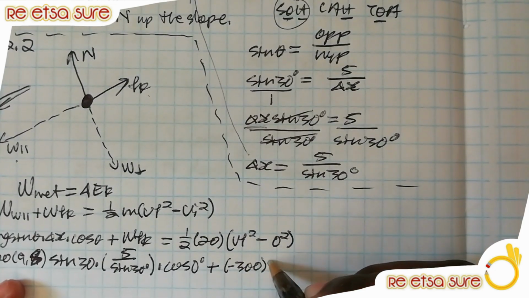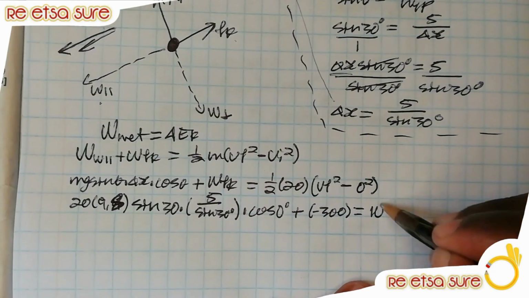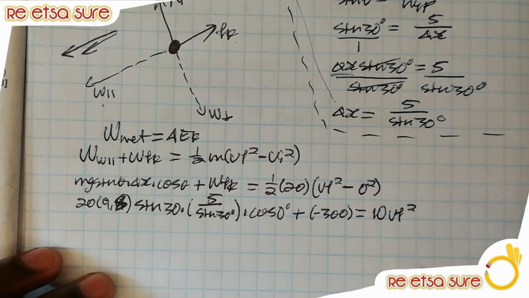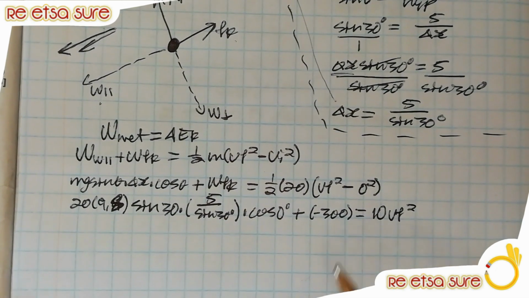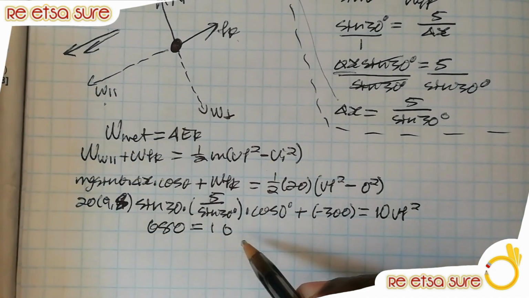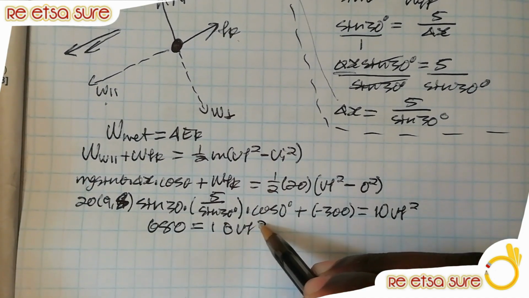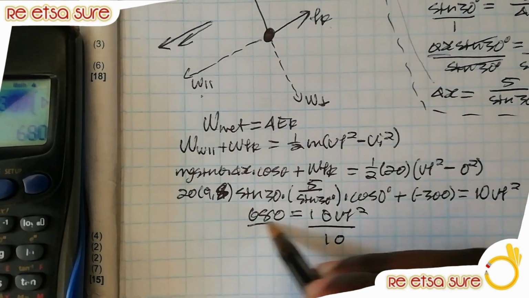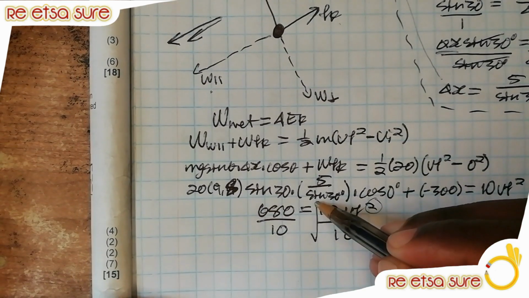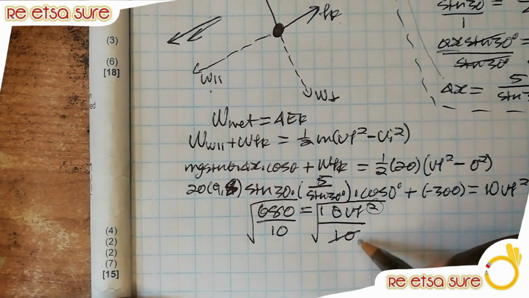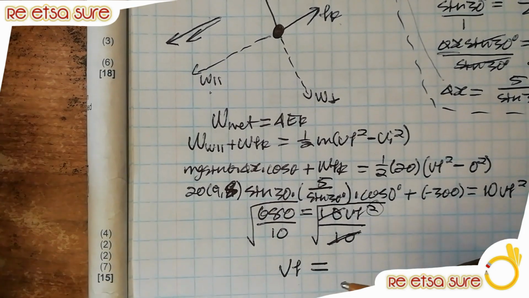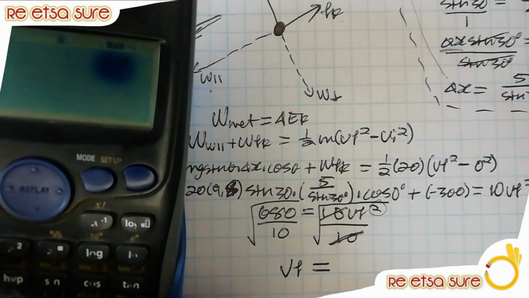Negative 300 is equal to half of 20, which is 10, times V final squared, because 0 to the power of 2 is 0. Now when we plug this whole thing into our calculator, we get 680 is equal to 10 V final squared. Now we're going to divide by 10 and divide by 10. In order for us to get rid of the squared, we are going to put the whole thing inside of a square root. This 10 is going to cancel with that one, so we will have V final is equal to the square root of 680 divided by 10.